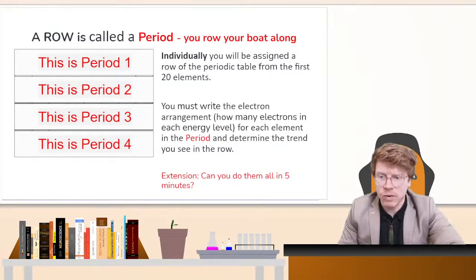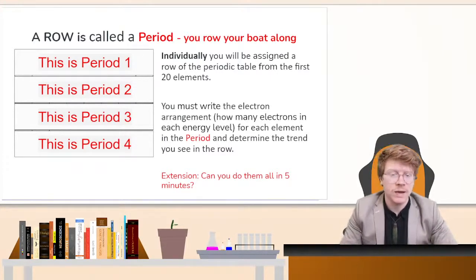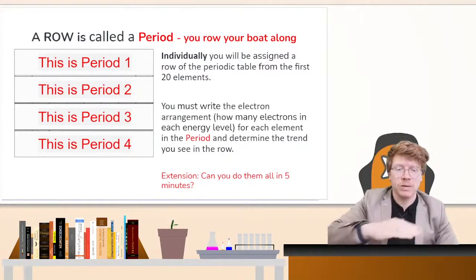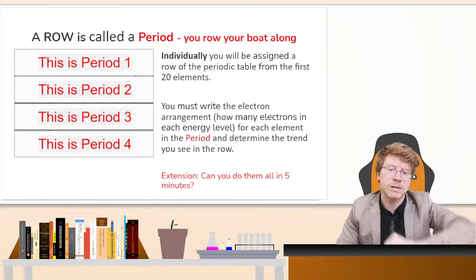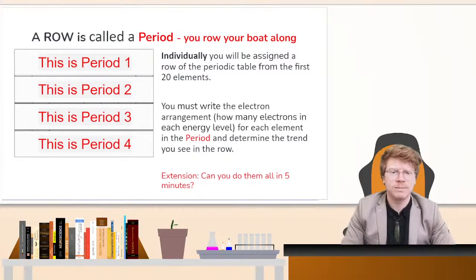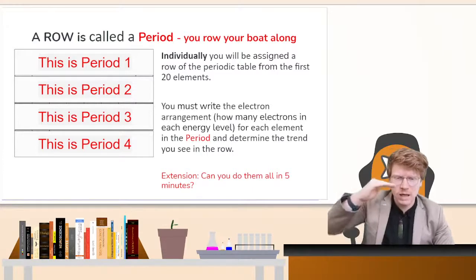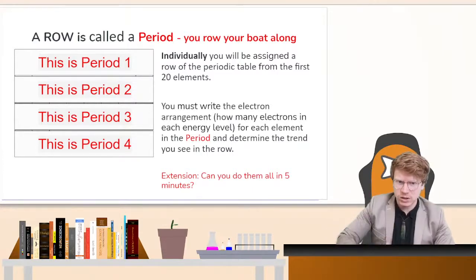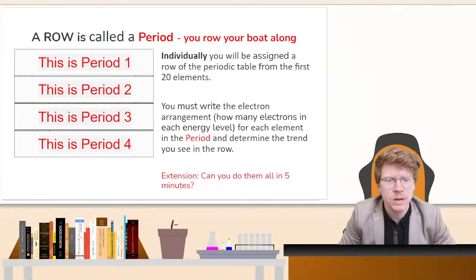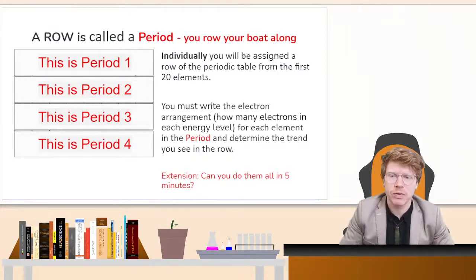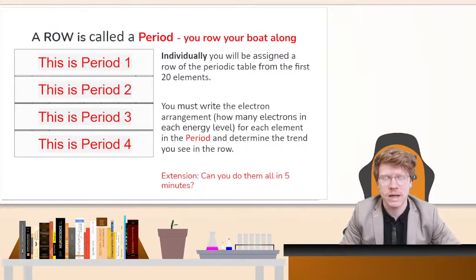Next thing to talk about is rows and columns, or periods and groups. Periods are horizontal, right? Period is the way I like to think about it. Each period we count down from the top, and each period refers to a new shell of the electron of the atom. So that's how the periodic table was organized, right?